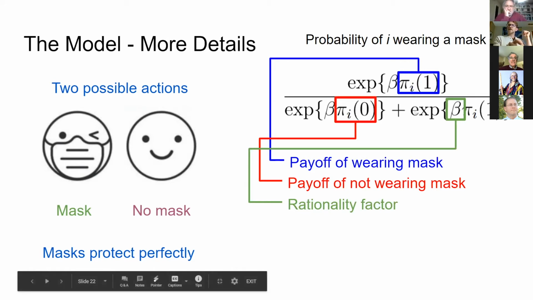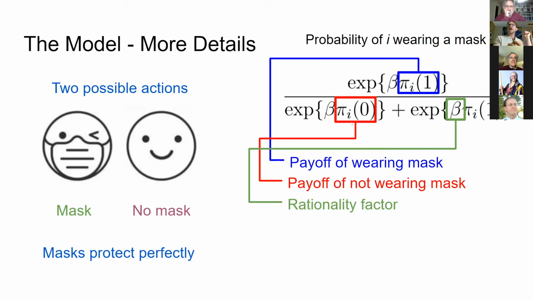And then there's also this extra term in here I won't go into in detail because it's just a constant, but it's this beta that's a rationality factor. Beta is manipulable such that higher values of beta lead to the agent choosing the action that maximizes their payoff. So it's their rationality.